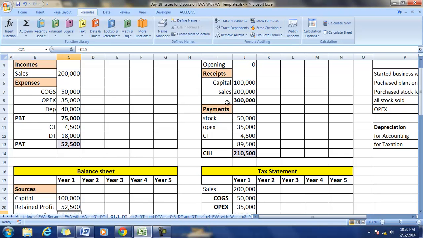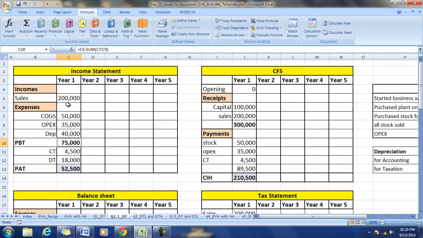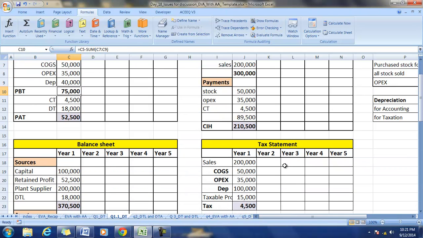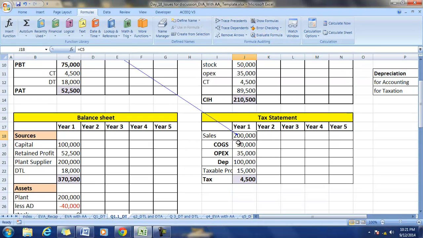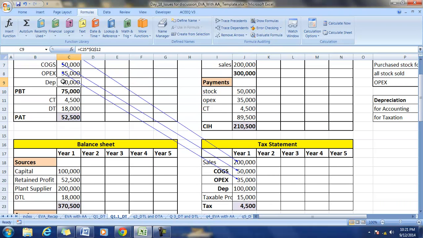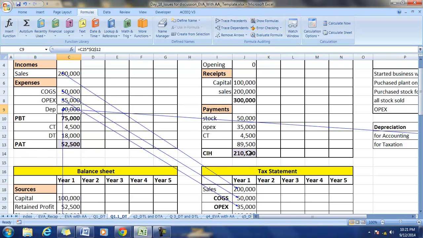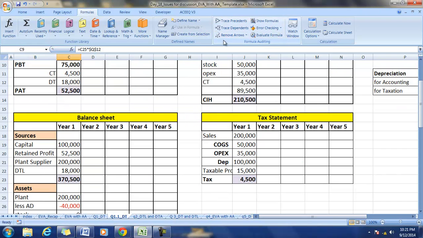Now we can find the profit before tax, and profit before tax is equal to 75,000, that is 200,000 minus 125,000. But to calculate the tax on this profit before tax, we need to observe the tax statement. And in the tax statement, all incomes and all expenses are the same as the income statement, except depreciation. The depreciation in accounting is 20% on the cost, whereas depreciation for taxation is 50% of the cost.